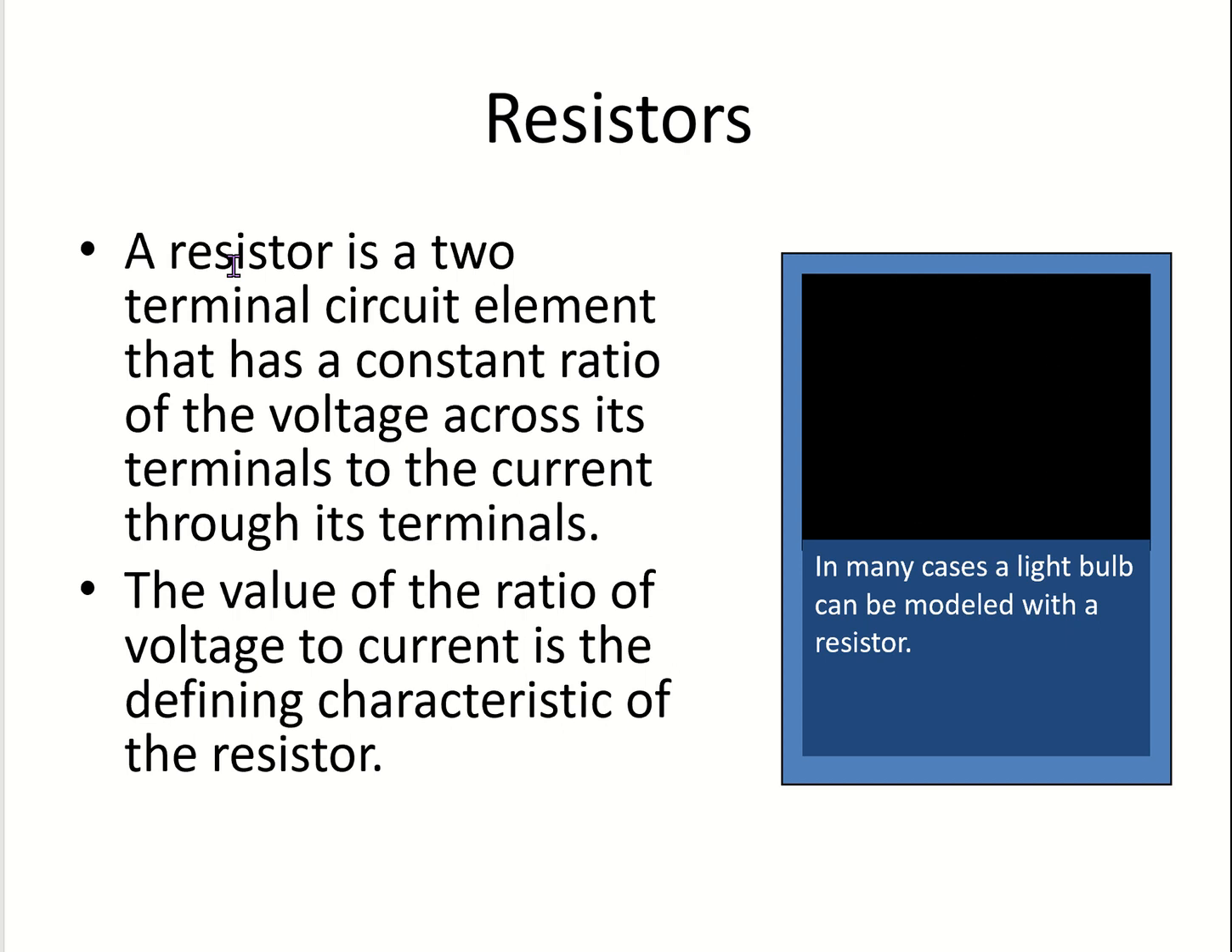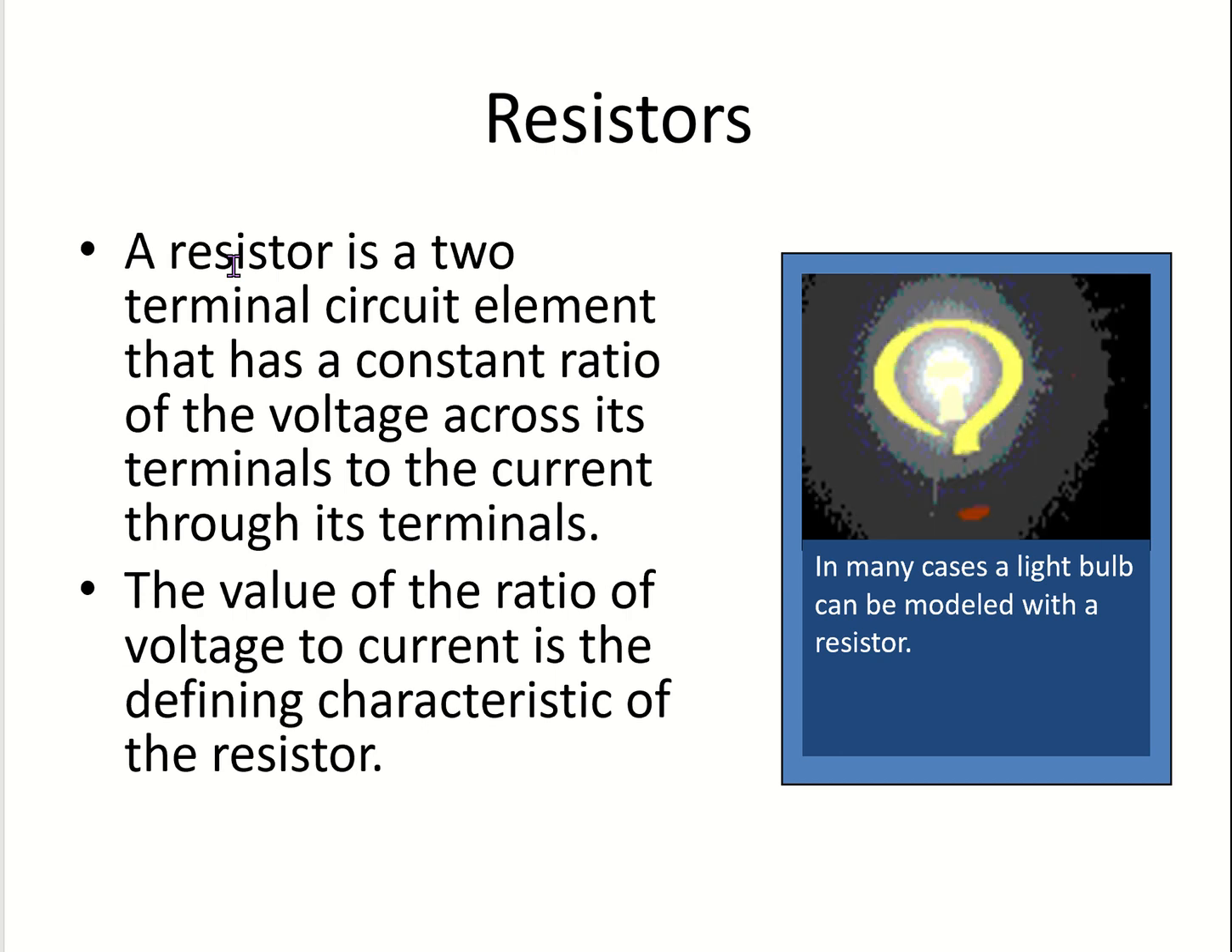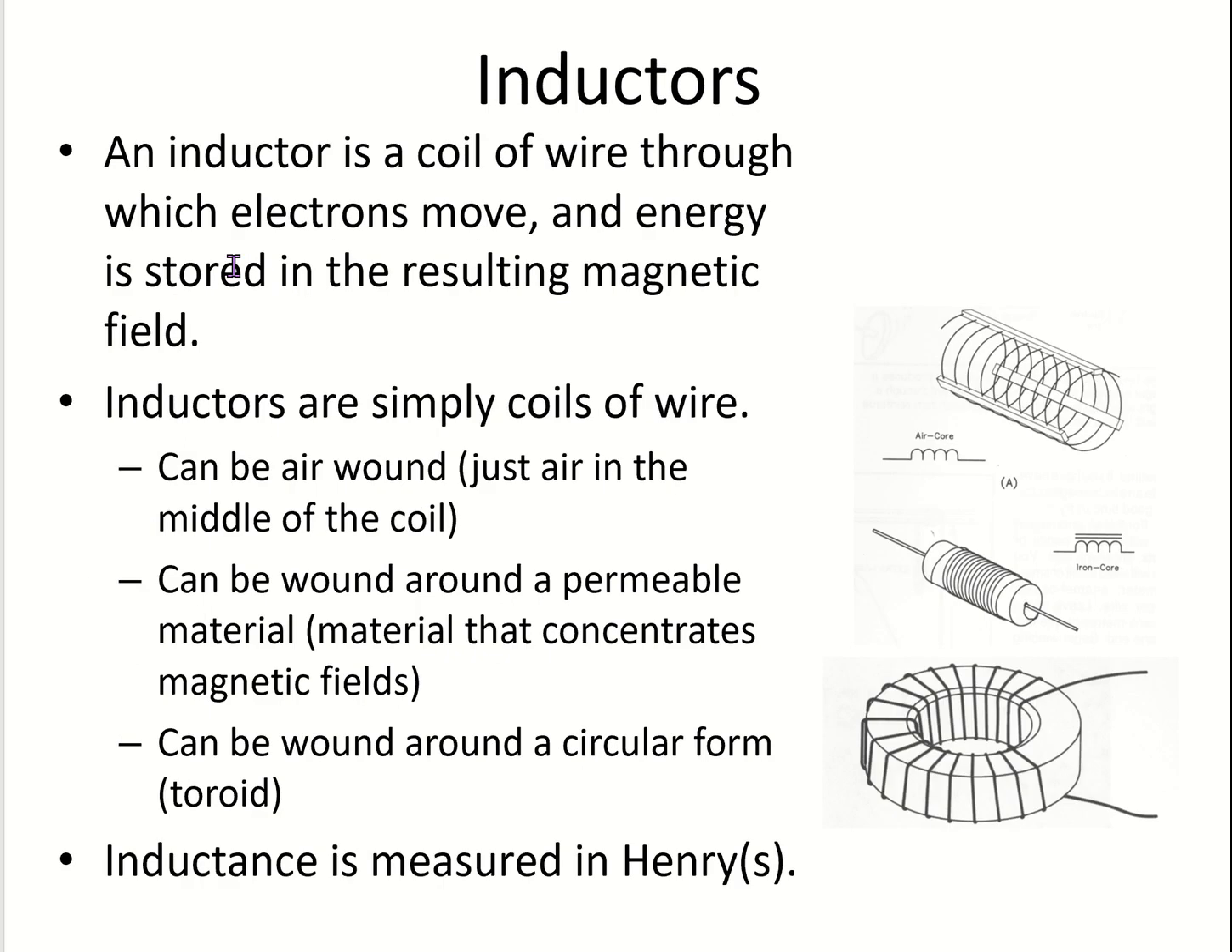We can also explain a resistor as a passive two-terminal electrical component that implements electrical resistance as a circuit element. In electronic circuits, resistors are used to reduce current flow, adjust signal levels, divide voltage, bias active elements, and terminate transmission lines, among other uses. The value of the ratio of voltage to current is the defining characteristic of the resistor.